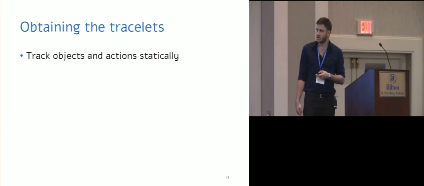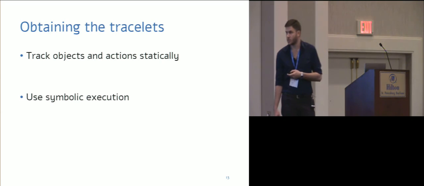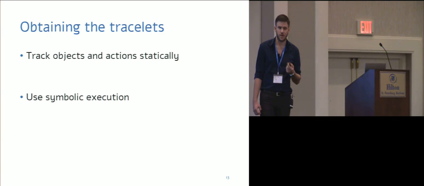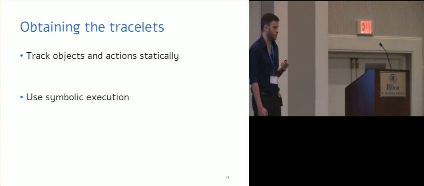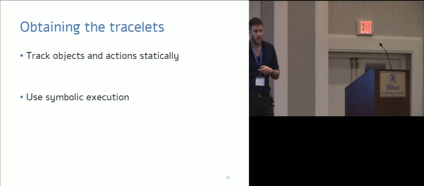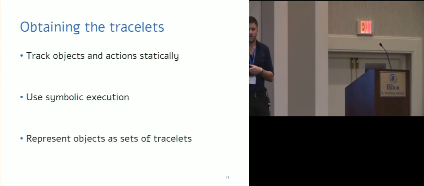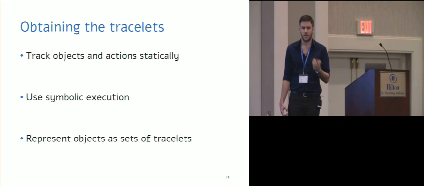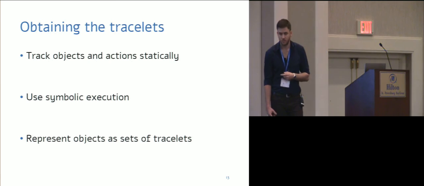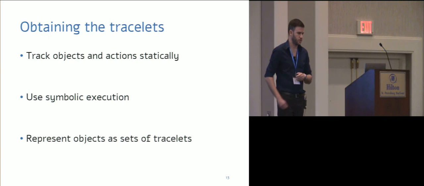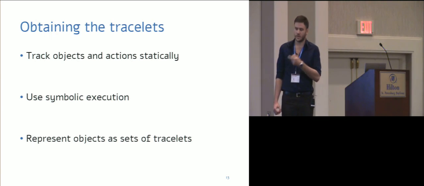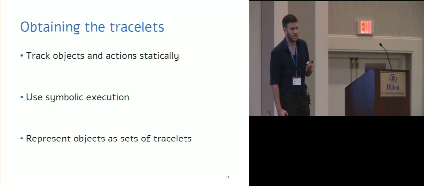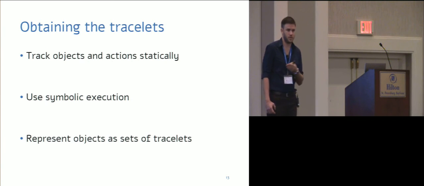To do all of this, first of all, we want to do it statically, and we do it using symbolic execution, where essentially we're tracking the actions applied to symbolic objects instead of a concrete one. And at the end, what we eventually get is that each object is represented by a set of tracelets, and instead of just one usage profile, we get a set for each object. Okay, now at that point, we've actually finished the first phase of our approach, and we have our tracelets for each of the objects in the code.